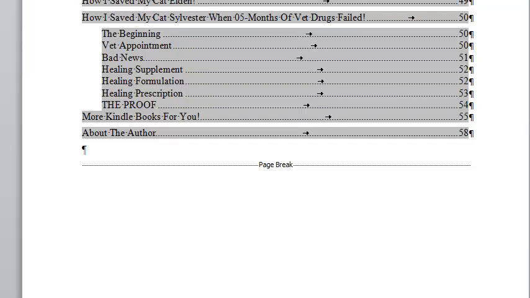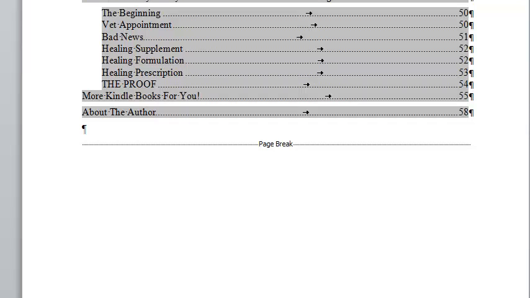And then I get into the main meat of this book, how I saved my cat Slyvester when 5 months of vet drugs failed. My point is that there's always an alternative. Plus, this particular supplement isn't made for animals, it's made for humans. So just think what this supplement could do for you. That's pretty much it.